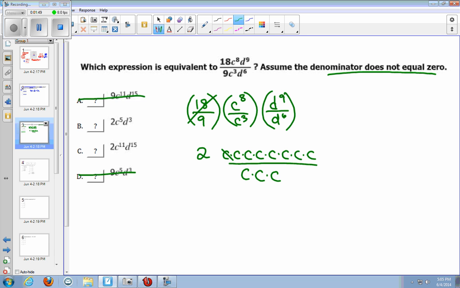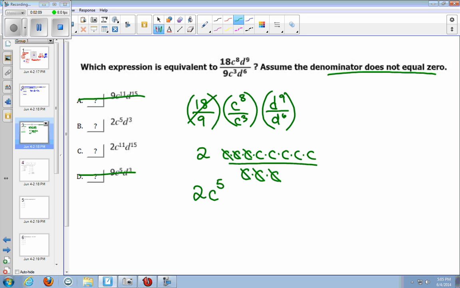Once we've done that, I can cancel what's on top and what's on bottom that are the same, because any number divided by itself is going to be 1. We know that because of our multiplicative inverse property. So ultimately, I'm left with 5 c's, which we write as c to the 5th.